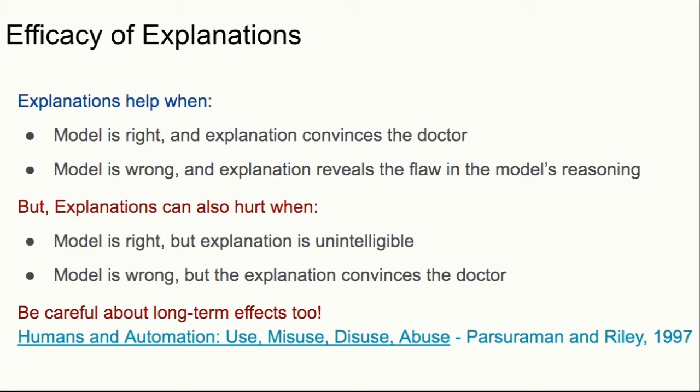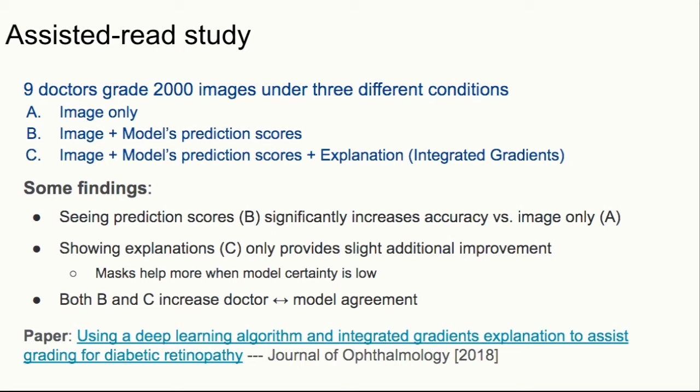So to study this, we did a clinical study with 9 doctors, 2,000 images, and 3 experimental arms. In one case, the doctor only sees the image and grades. Other case, you see the image and the prediction. Third case, you see image, prediction, and an explanation. And then we wanted to measure lift in the doctor's accuracy, how confident the doctor is.